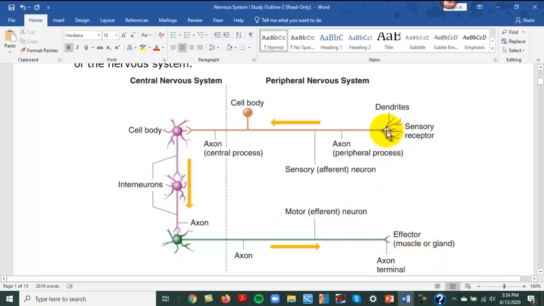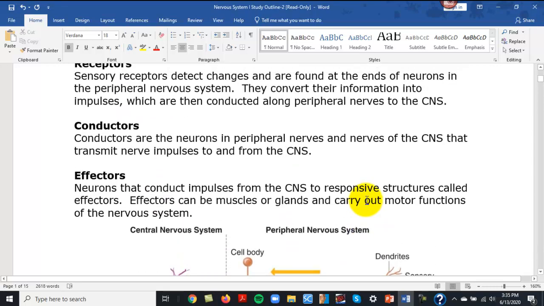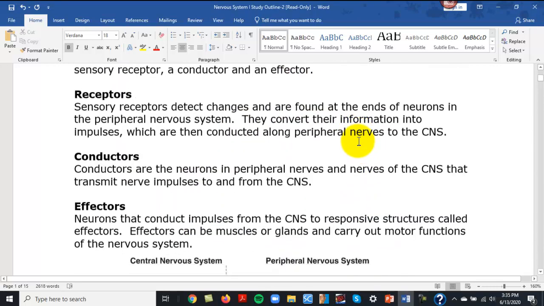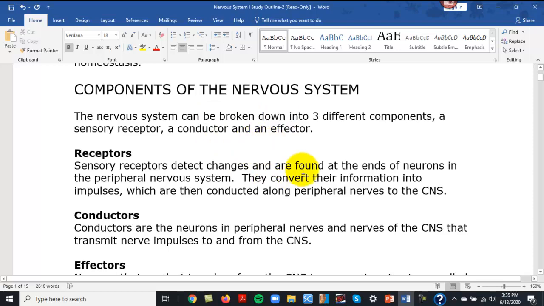If this were a reflex, this out here would be somebody grabbing something hot. It immediately sends a signal into the spinal cord. Spinal cord connects to a motor neuron, and it goes right back out to a muscle, and a person pulls their hand away. That's how fast that is. So this is actually what is called the components or the overview of a nervous system. There's three parts to it.